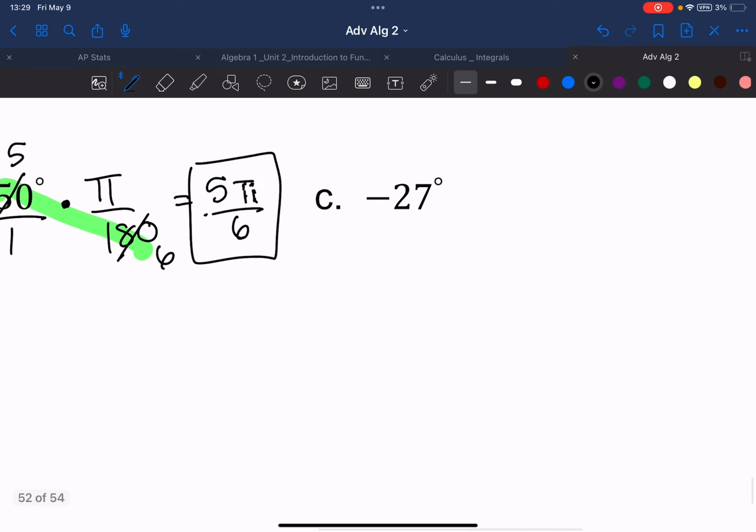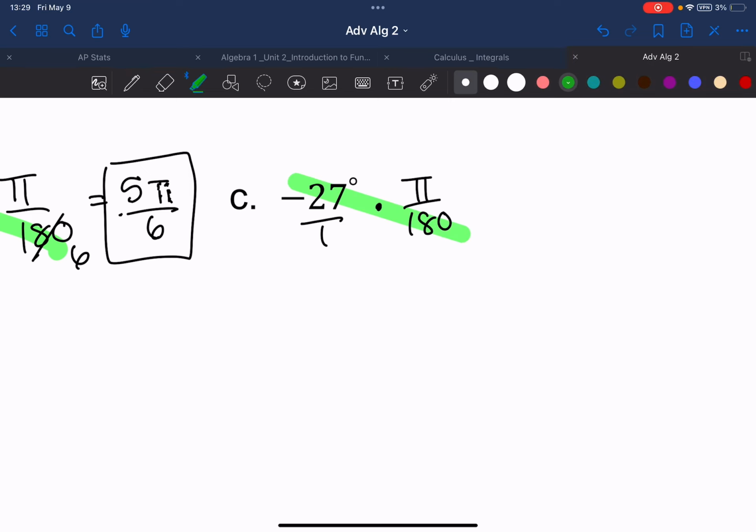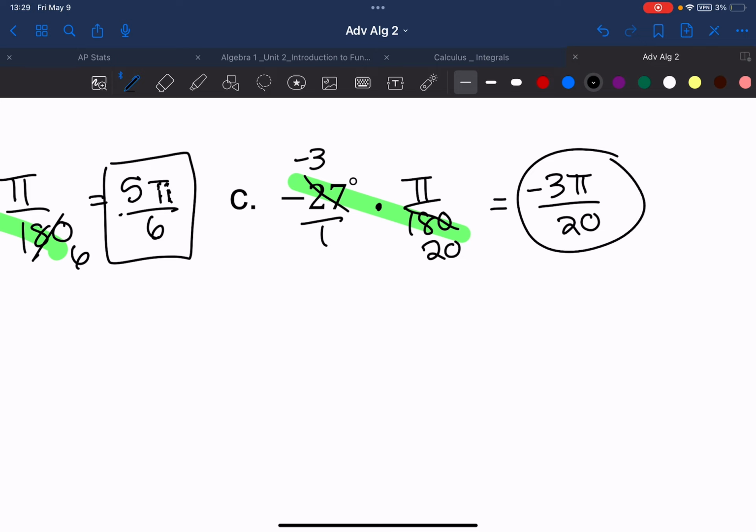Next one, we have negative 27 degrees. I'm going to put it over 1, and then I'm going to multiply by pi over 180. And then I'm going to look at the diagonal and see where I can cancel anything out. Well, both of these are divisible by 9. So negative 27 divided by 9 is negative 3. And 180 divided by 9 is 20. So if I multiply across, this is negative 3 pi divided by 20, which is our answer.